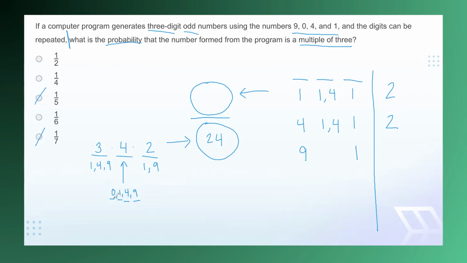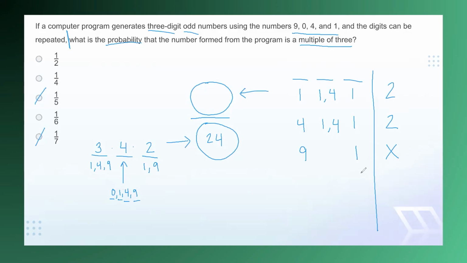Trying middle digit options. 10 plus 0 is 10, not a multiple of 3. 10 plus 1 is 11, not a multiple of 3. 10 plus 4 is 14, not a multiple of 3. 10 plus 9 is 19, not a multiple of 3. So there are no middle digit options that work with these first and last digits. So there is no number that begins with a 9 and ends with a 1 that is going to be a multiple of 3. Okay, we have tried all of our first digits paired with a last digit of 1.